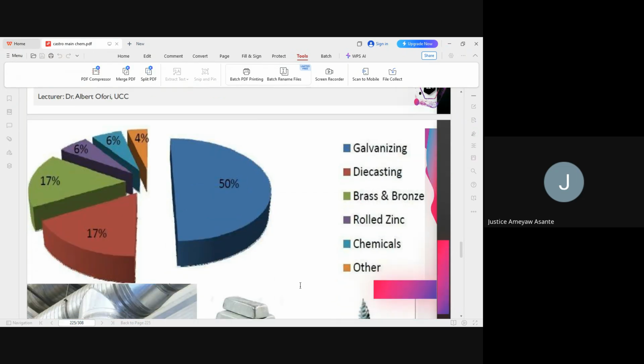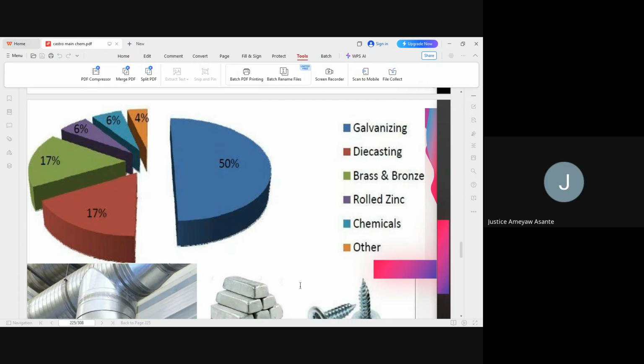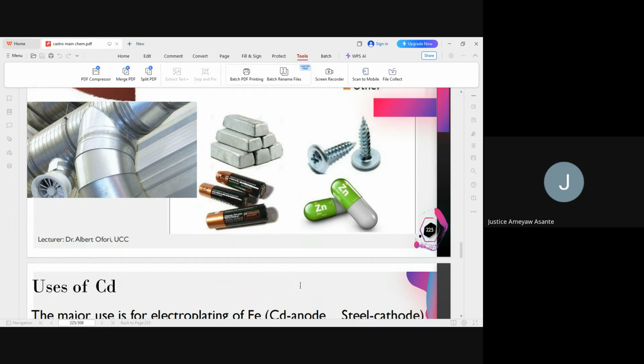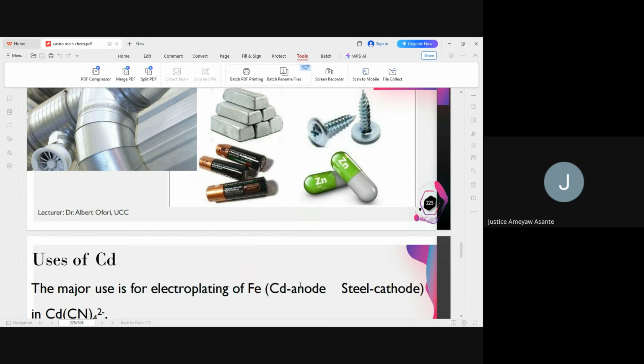So they use this in galvanizing, die casting, brass and bronze, chemicals and others. So these are the uses and what we can obtain from it.